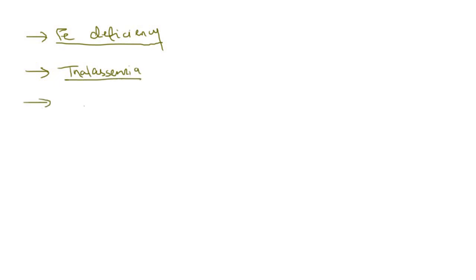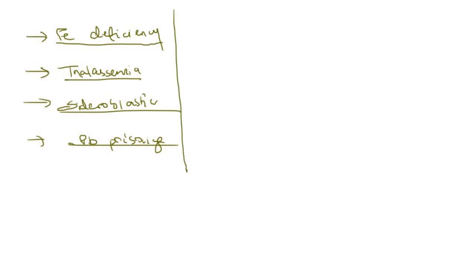Okay, so the four main causes of microcytic anemias are iron deficiency anemia, which is obviously the most common type of anemia overall. The other one is thalassemia. Okay, so in case of thalassemia, again, you have the microcytic anemia. Then you have the sideroblastic anemia. And last but not the least, you have miscellaneous things like lead poisoning. This also causes microcytic anemia.